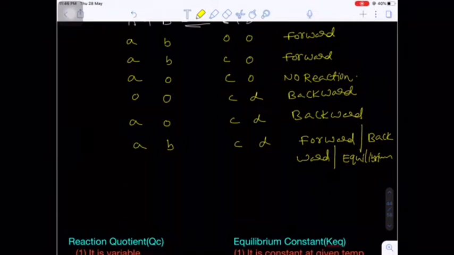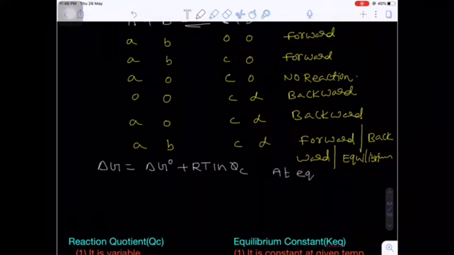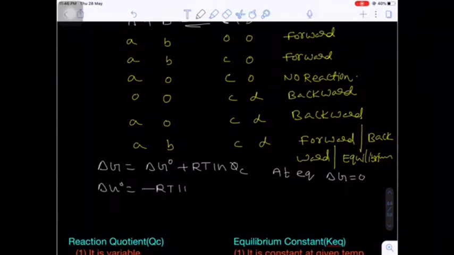Okay, now here we know from thermodynamics, delta G is equal to delta G naught plus RT ln QC, where QC is called the reaction quotient. Now at equilibrium delta G is 0, this is the condition for equilibrium. So from here we can write delta G naught is equal to minus RT ln K equilibrium. QC is nothing but K equilibrium here.